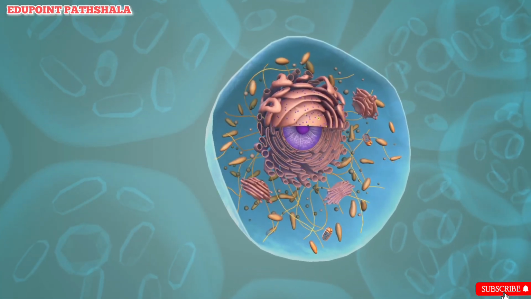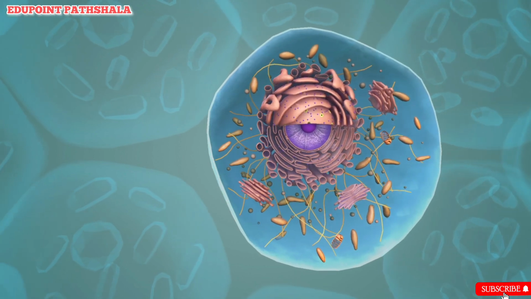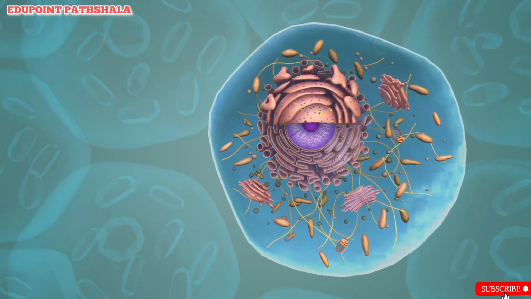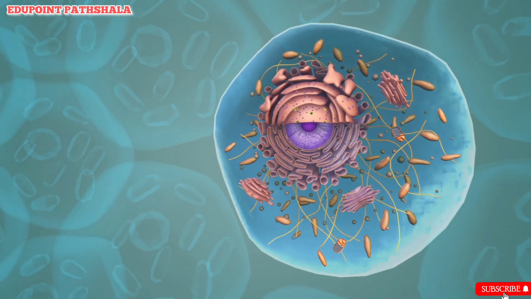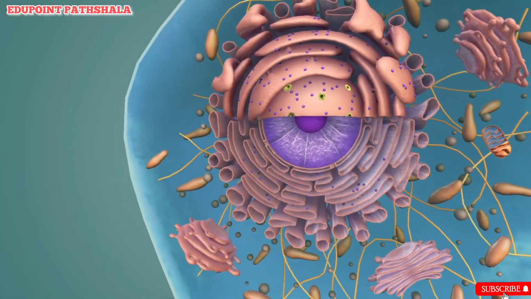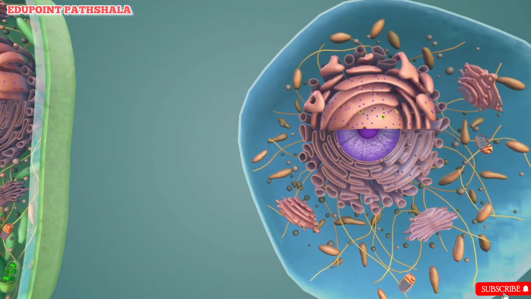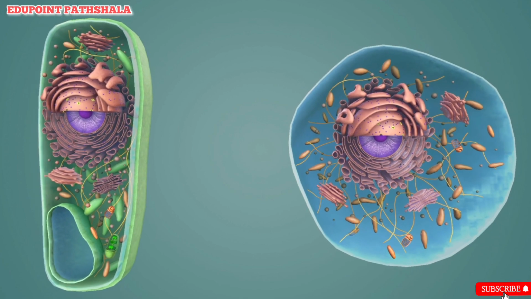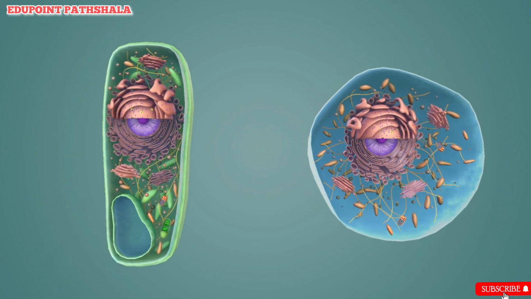Eumetazoans are animals that have organs and tissues. This group includes humans. This animation shows a human liver cell. Typical plant and animal cells exhibit a number of similar features and a number of divergent ones.